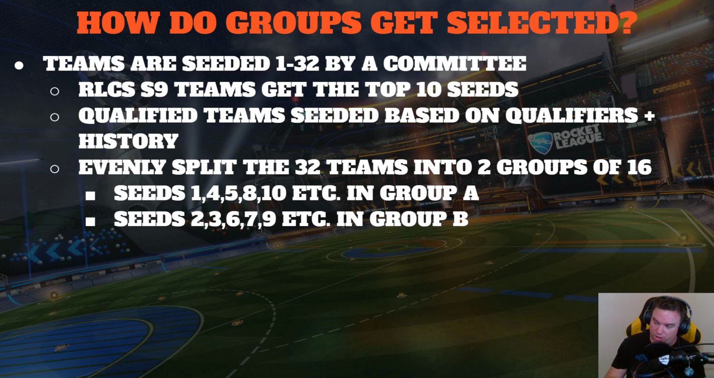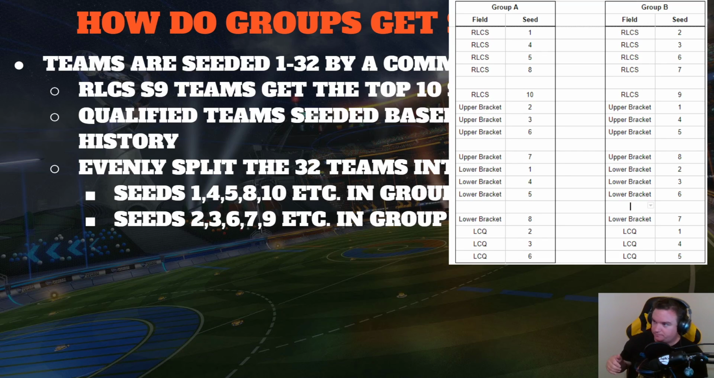Now, some of these could change very, very slightly. I believe it was this one. Yes. So basically, in your Group A, you have your RLCS teams, 1, 4, 5, 8, and 10. Then your upper bracket teams, 2, 3, 6, and 7. Those seeds are based on the top 8 of the upper bracket, lower bracket, and then the last chance qualifier for those last few spots. And that's how we would determine how we get our groups.